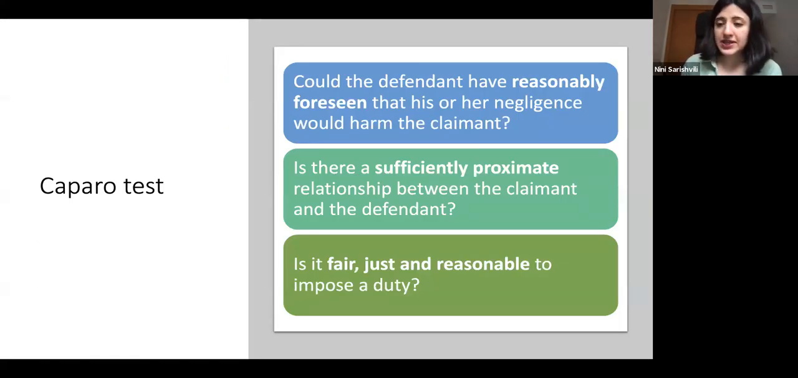What is the Caparo test? That used to be the law before, but it has been reformed. The Caparo test is the following. Could the defendant have reasonably foreseen that his or her negligence would harm the claimant? Is there a sufficiently proximate relationship between the claimant and the defendant? Is it fair, just, and reasonable to impose a duty?